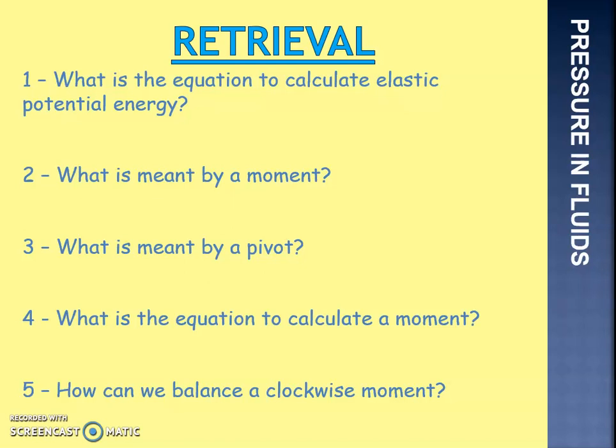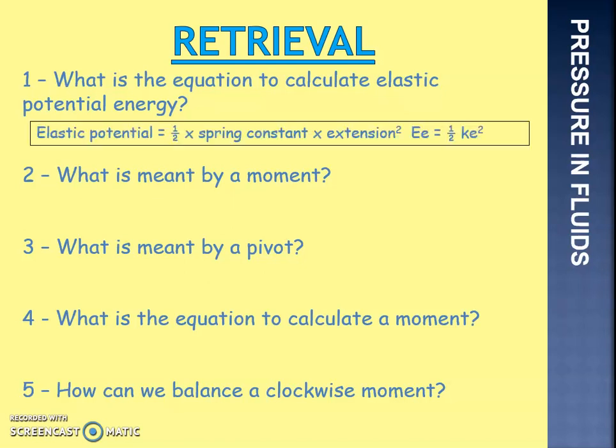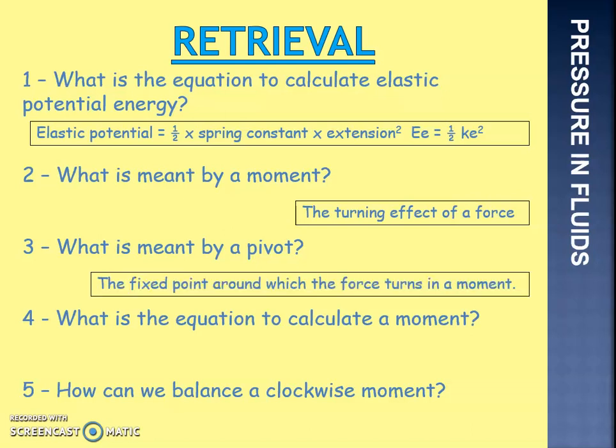Okay, question 1. The equation for elastic potential energy. That's elastic potential equals half times spring constant times extension squared. Question 2. What is meant by a moment? Moment is the turning effect of a force. What's meant by a pivot? A pivot is the fixed point around which the force turns in a moment.